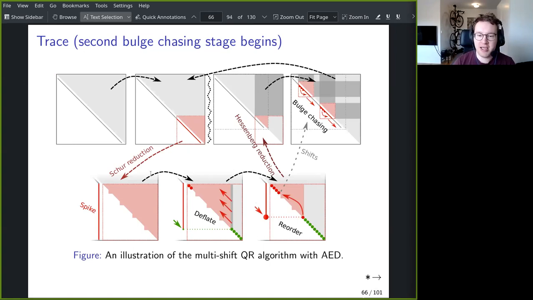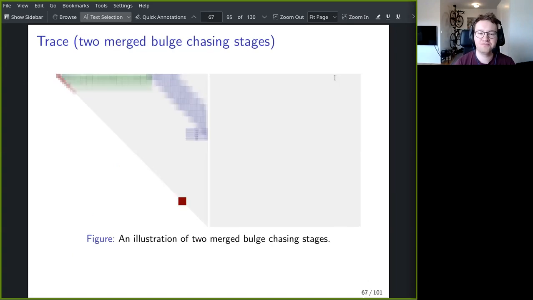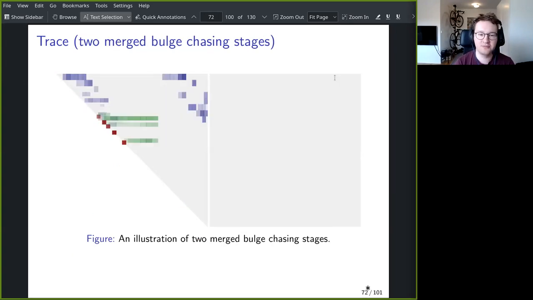So we now have one AED finished there, and we have two bulge-chasing steps happening simultaneously. And again, the bulges are being chased down the diagonal. You can see that we have the same pattern: these high priority pulsation windows, and then some of these left-hand side updates that feed back to the critical path. Then we are doing some right-hand side updates from the second pulsation step, and we are still doing some right-hand side updates from the first pulsation step. So everything is overlapping.